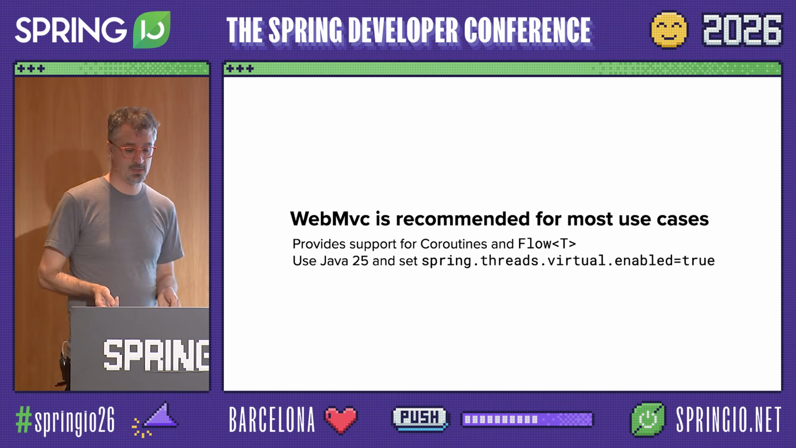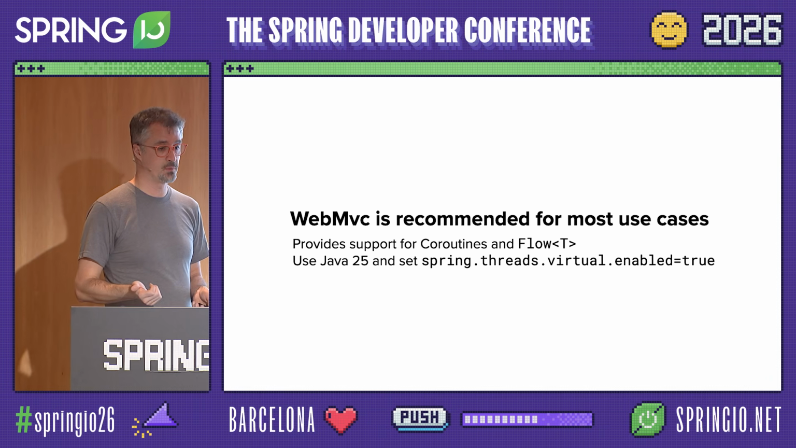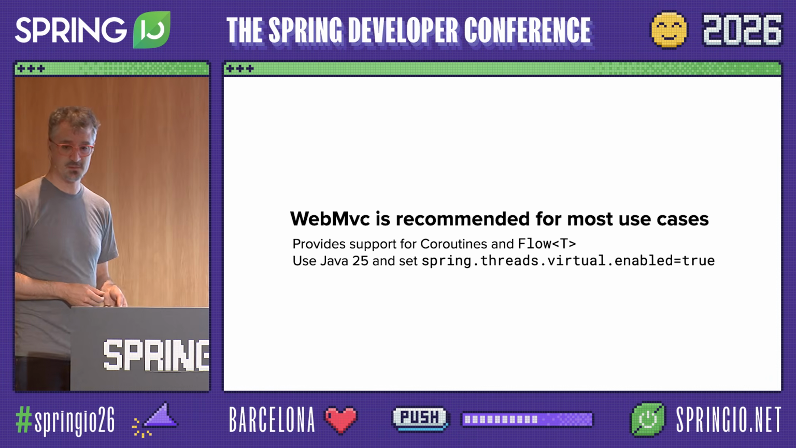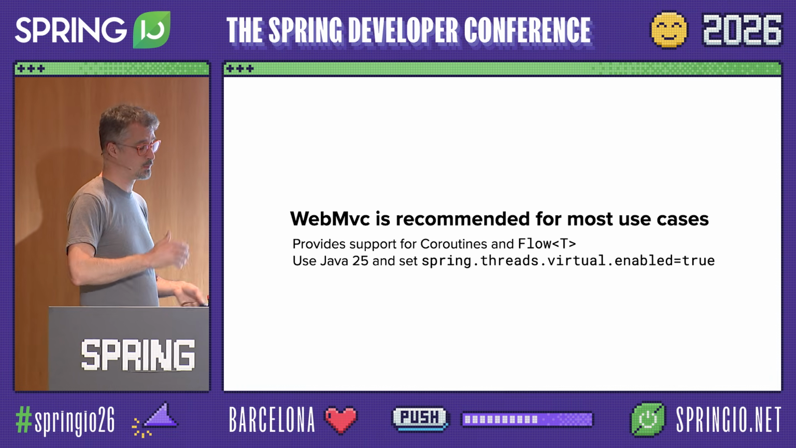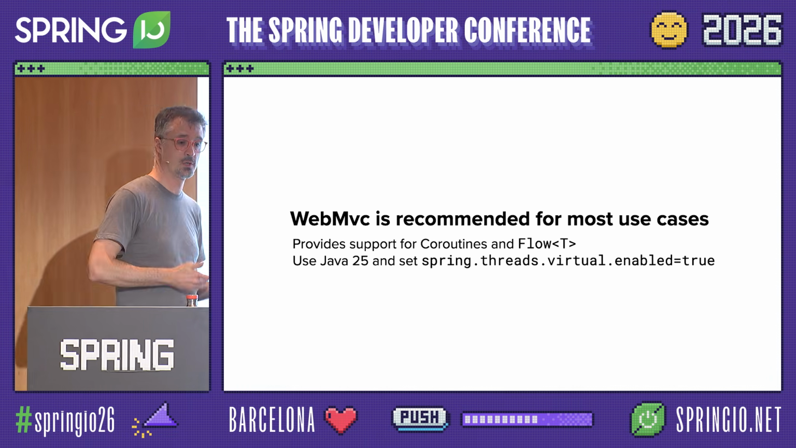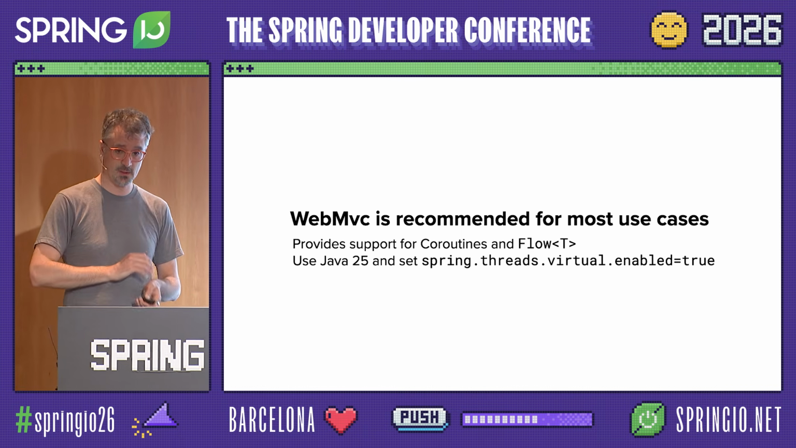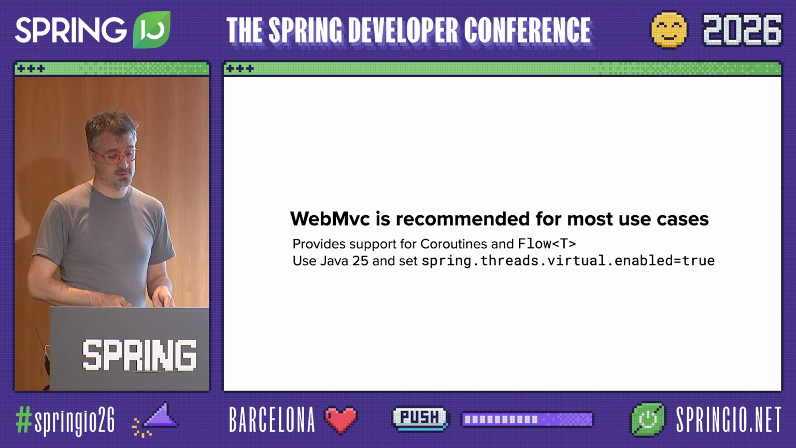use cases because we are now with Java 25 that provides a very good virtual thread support, no thread pinning issues. It has been fixed in Java 24. Virtual thread is also a good fit. It's not because Kotlin has suspending functions and coroutines that virtual threads are bad. Virtual threads are very good with Kotlin. And WebMVC provides very good support for coroutines and Flow.